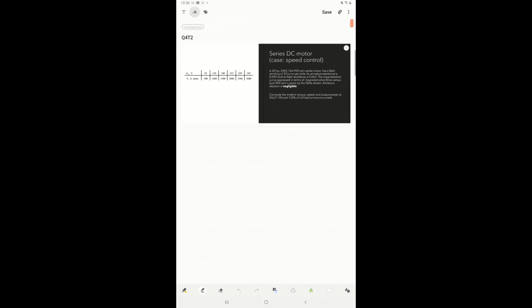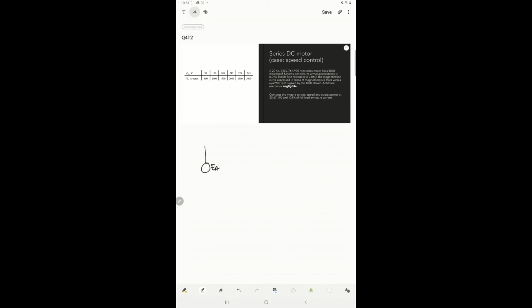So for the fourth question, we are going to go through an equation on a series DC motor. We know that for a series DC motor, it's a different construction. You will have a series winding connected together with the field circuit and the armature circuit. We will have the circuit looking like this.